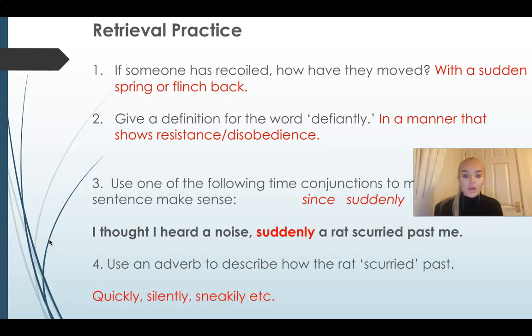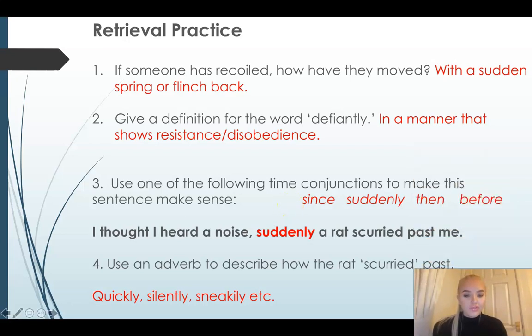Quickly, so the rat quickly scurried past me. Silently scurried past me. Sneakily scurried past me. Now I probably wouldn't have said slowly, because if someone's scurrying past you, they're moving quite quick, okay? So I would have probably used one of those following 3, or if you've got anything similar to those, that would be correct too.